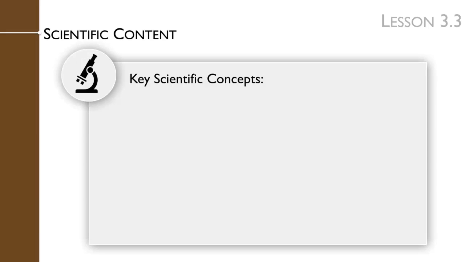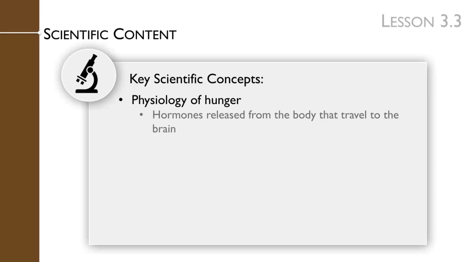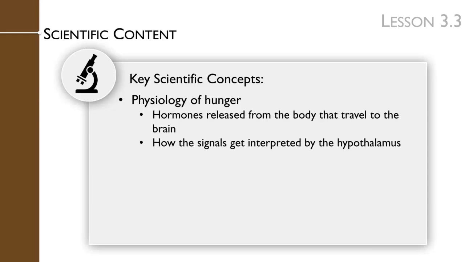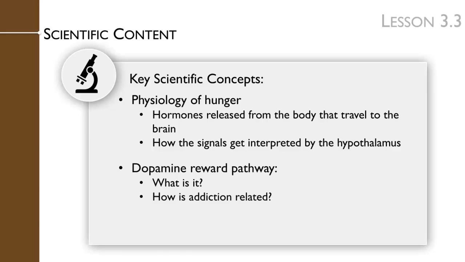To prepare for this lesson, you will need to review the key scientific concepts that will be presented throughout the lesson. They include the physiology of hunger, including hormones released from the body that travel to the brain, and how the signals get interpreted by the hypothalamus. And the dopamine reward pathway, what it is, and how addiction is related.